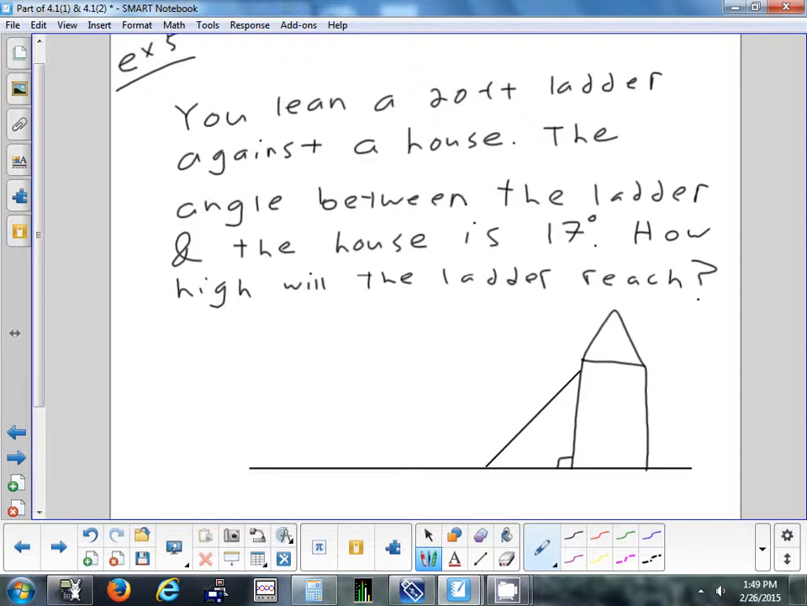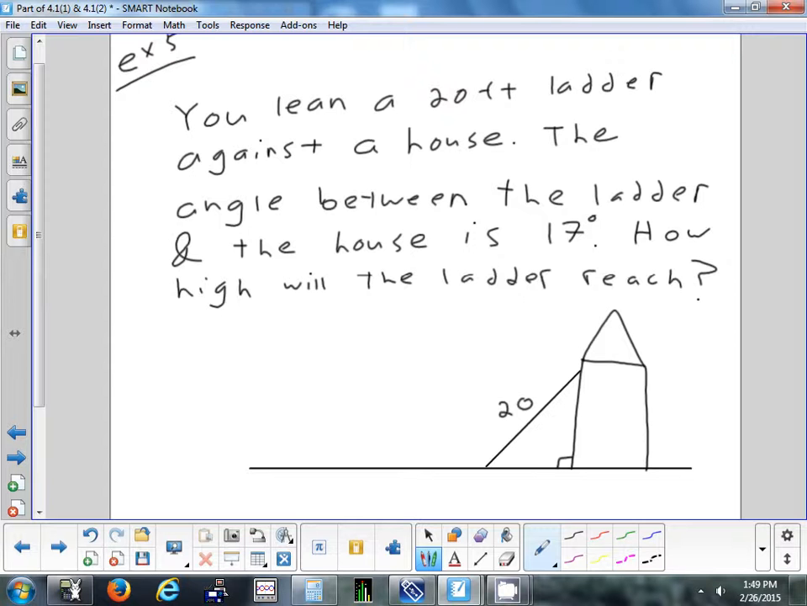Where's this 20 going to go? It's the ladder, and in terms of triangles, what is it? Yeah, it's my hypotenuse. What about the 17? Where does that fit in? Grant? Alpha. So where would you put it? Yeah, one of those angles where the right triangle is.